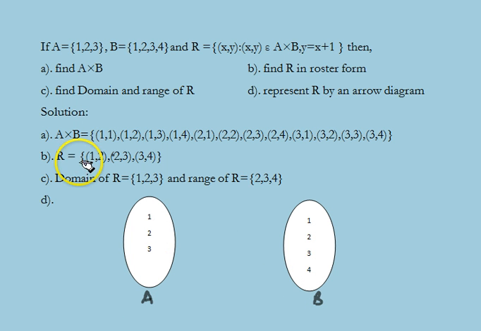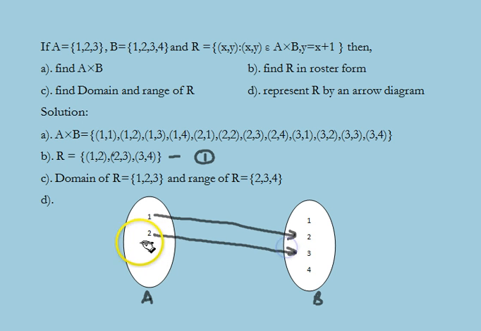Now here, the relation R, which is as specified in this equation, let's say equation number 1, associates the elements of A and B. Thus, as specified by this equation, we have 1 of A associated with 2 of B. Thus, we have drawn an arrow from 1 of A to 2 of B. Similarly, we have 2 of A associated with 3 of B. So, we draw another arrow from 2 to 3 of A and B respectively.